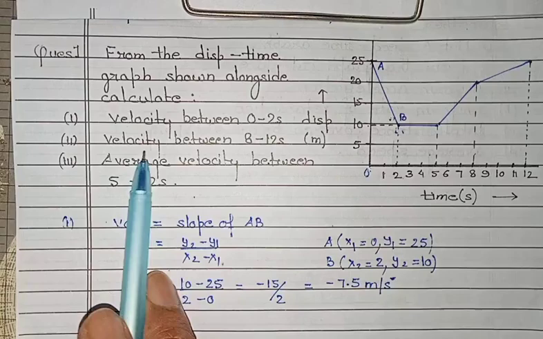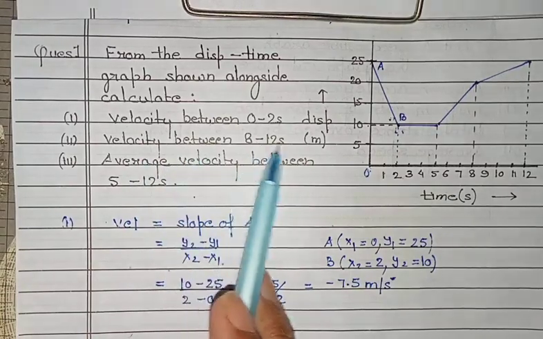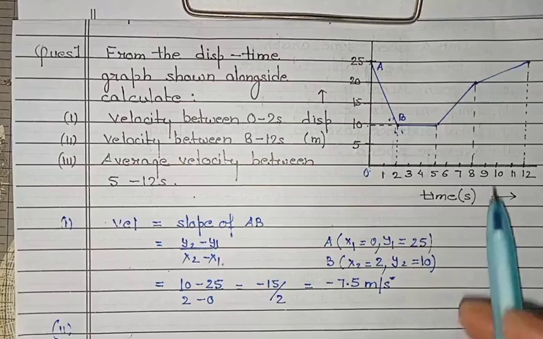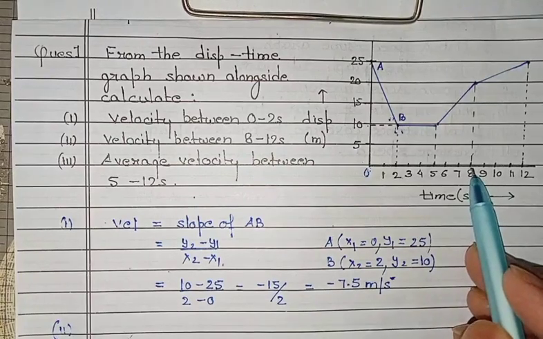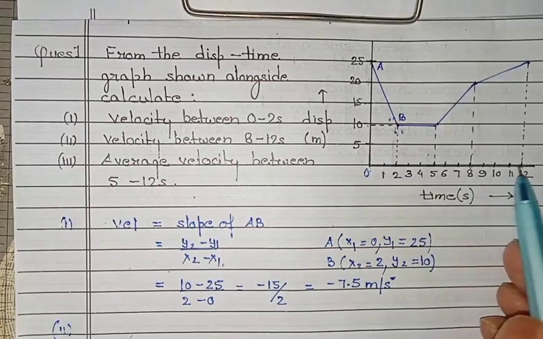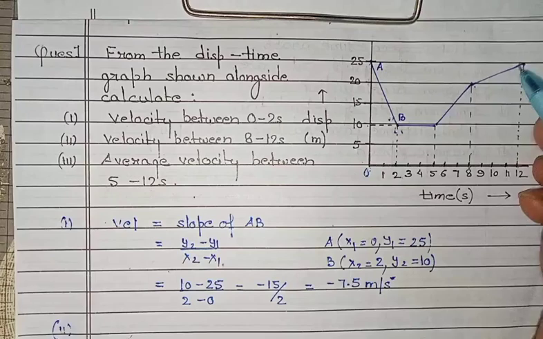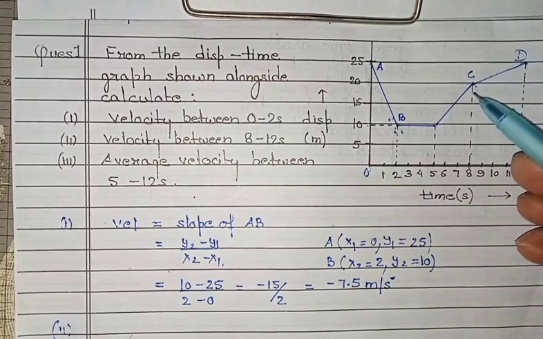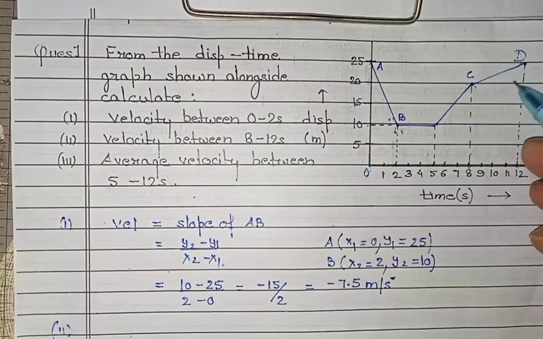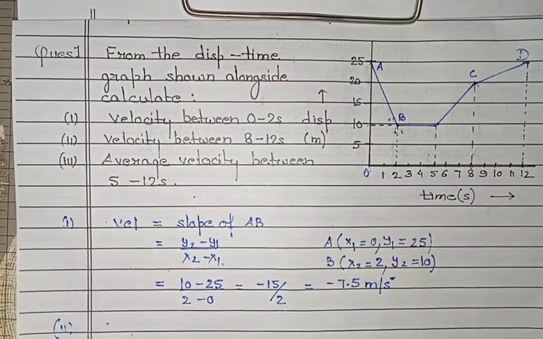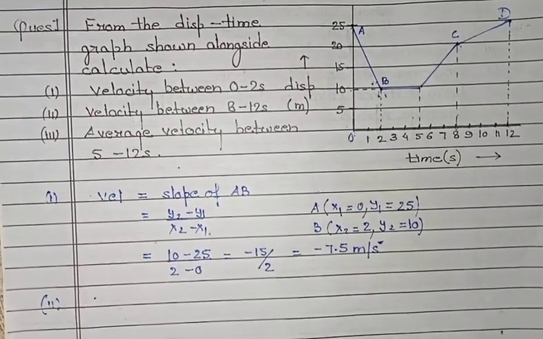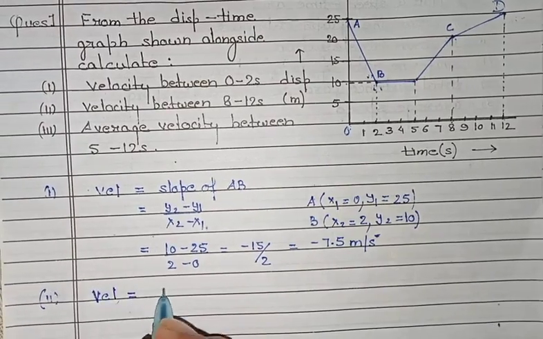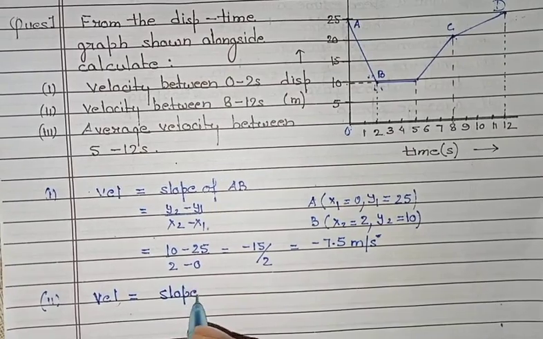In the second part, you have to calculate velocity between 8 to 12. Okay. Now let's see in between 8 to 12. You can see here in between 8 to 12, you are getting this portion of the sketch. So let's name this portion as CD. To get the velocity here, you need to calculate the slope. So again we can write velocity in the second part will be equal to slope of CD.